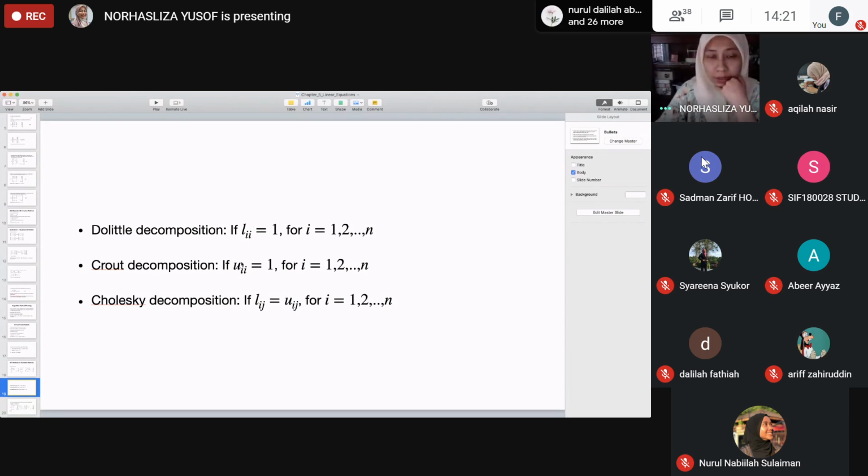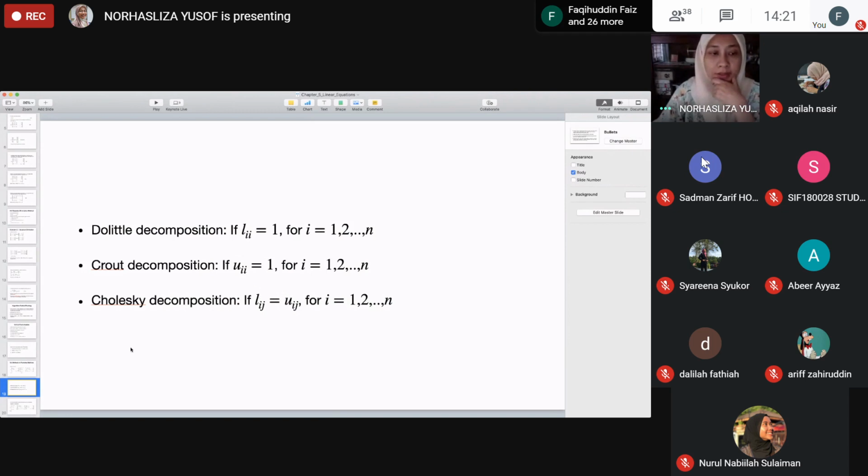For Kraut, you fix U, the upper diagonal. Okay, I mean the coordinate is the same. This is we fix it to 1. But for Cholesky, this is a bit special. This one is you have to identify your Lij and Uij. The value must be the same. When this is the same, all the coordinates that, for example, Lii and Uii, you have to do the matrix operation. This is how we decompose the matrices accordingly.